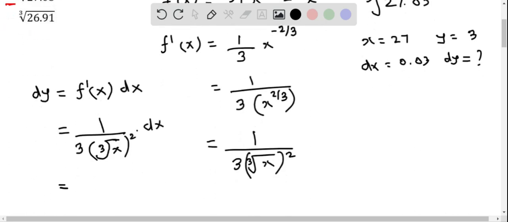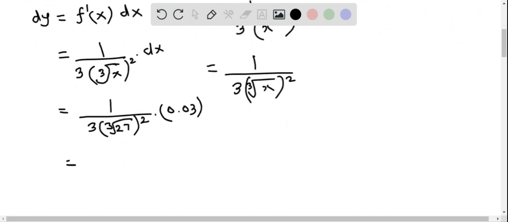So we can plug in x equal to 27 and dx equal to 0.03, which then becomes 1 by 3 times the quantity cube root of 27 squared, times 0.03. The cube root of 27 is 3, and 3 squared is 9. 9 times 3 is 27. So this is basically 0.03 divided by 27. When we plug this into the calculator, we get 0.0011. So this is the dy.